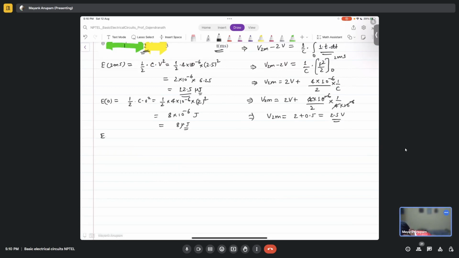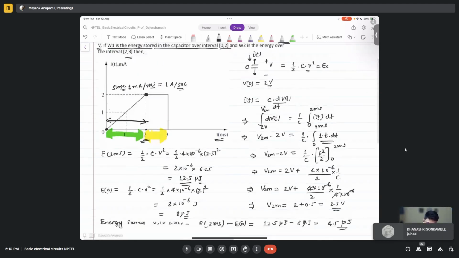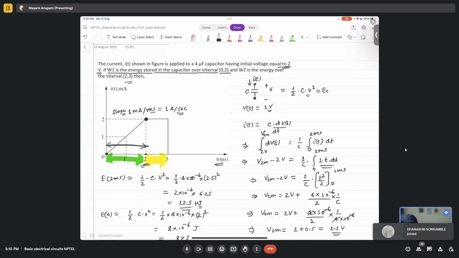So what is the energy stored in 0 to 2 milliseconds? It is simply E of 2 milliseconds minus E of 0, which will be 12.5 microjoules minus 8 microjoules, which will be 4.5 microjoules, right? Similarly, you can also find the energy over the interval 2 to 3. In this interval also you can find out how much energy is stored on the capacitor.